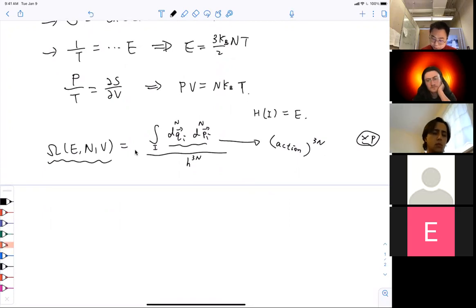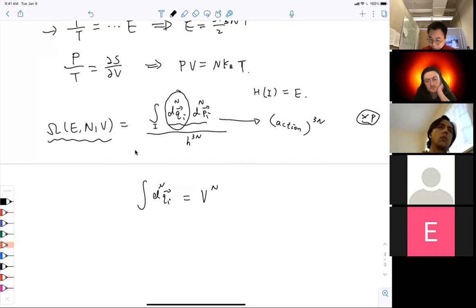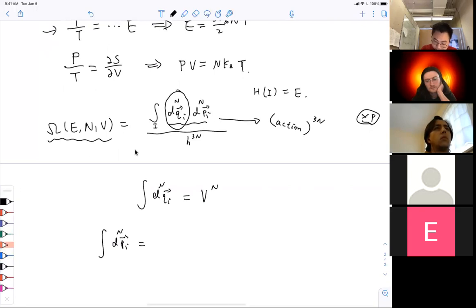Okay, so the volume part is easy to do, right? For each particle, the volume is V, and since there are N particles, this part would give us V to the Nth power. So the relatively difficult part is this momentum part.